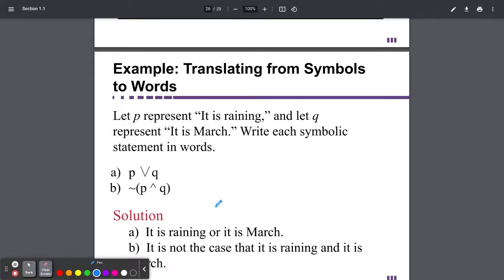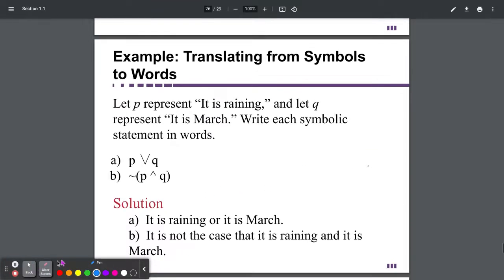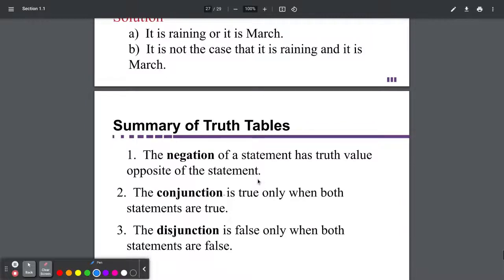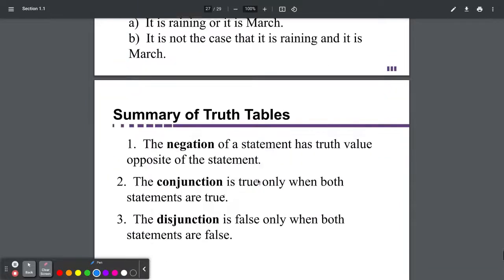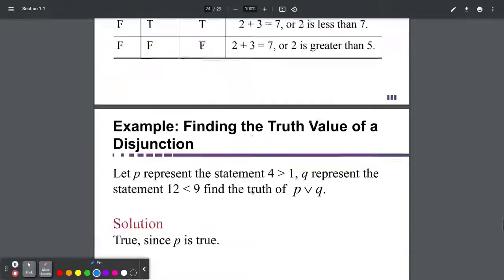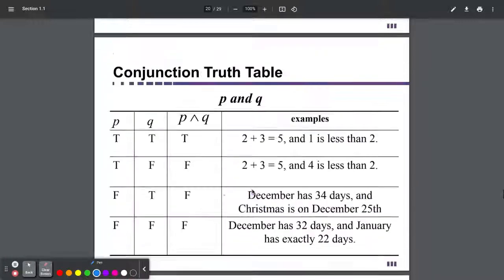All right, cruising along. This is a quick summary of the different truth tables: negation, conjunction, and disjunction. Use this video to help work through the section 1.1 homework assignment. Let me know if you have any questions and we can build out some more.